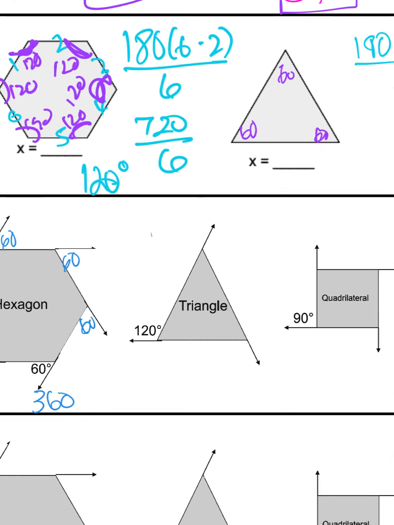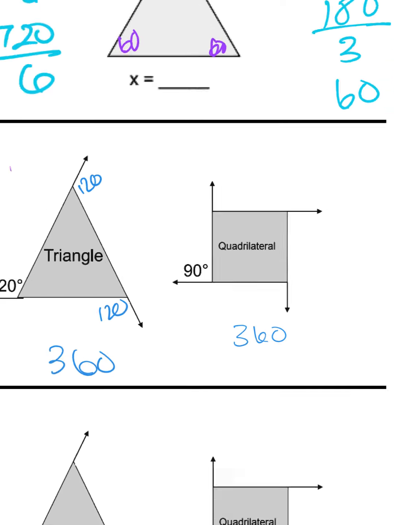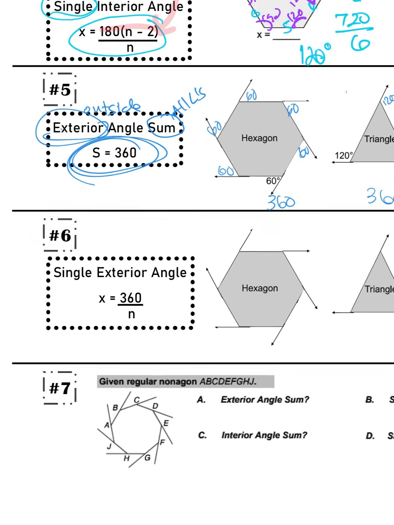So then this one right here is 120, 120. When I add all of them, that gives me 360 also. So with that same pattern, this would be 360. So the exterior angles are always going to be 360 for a convex figure.